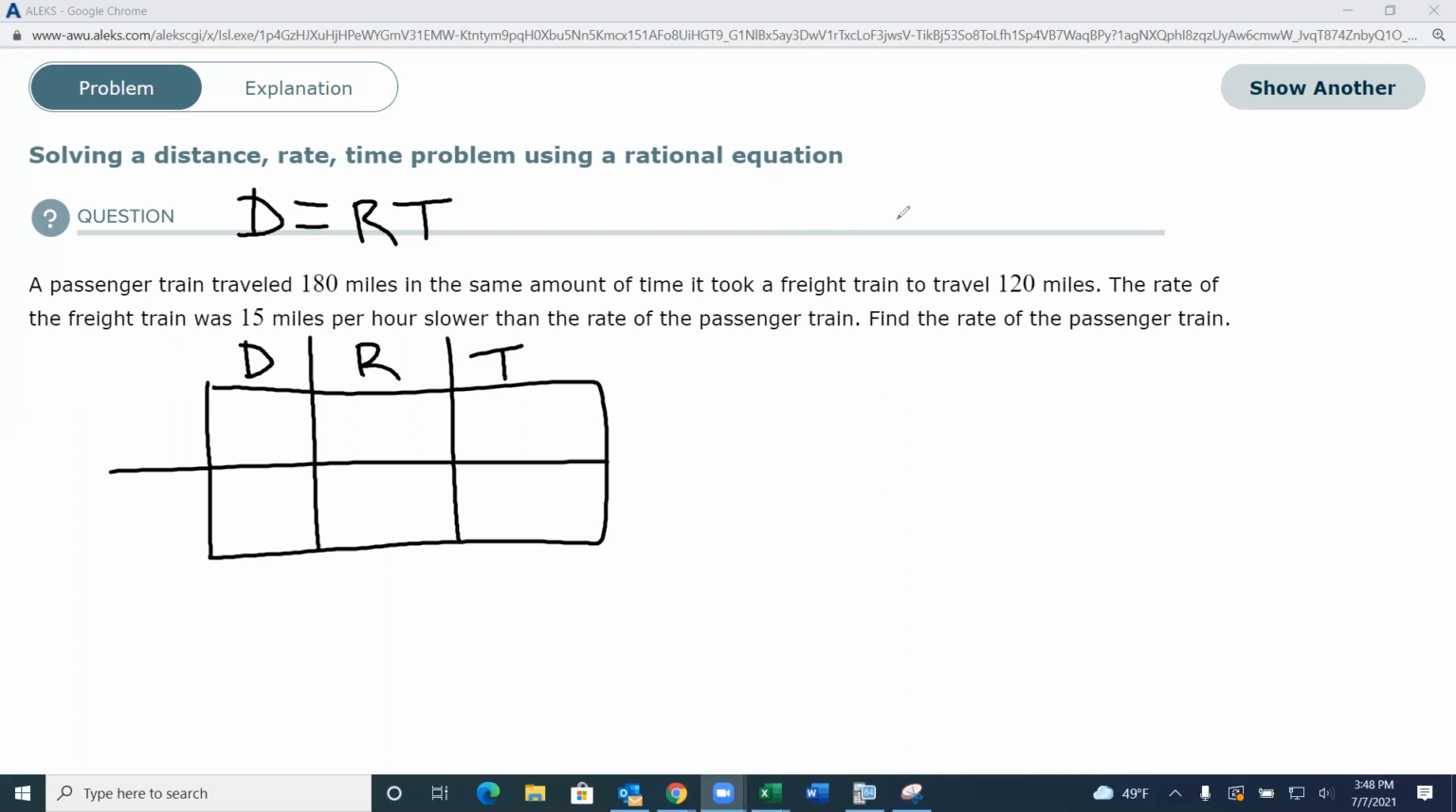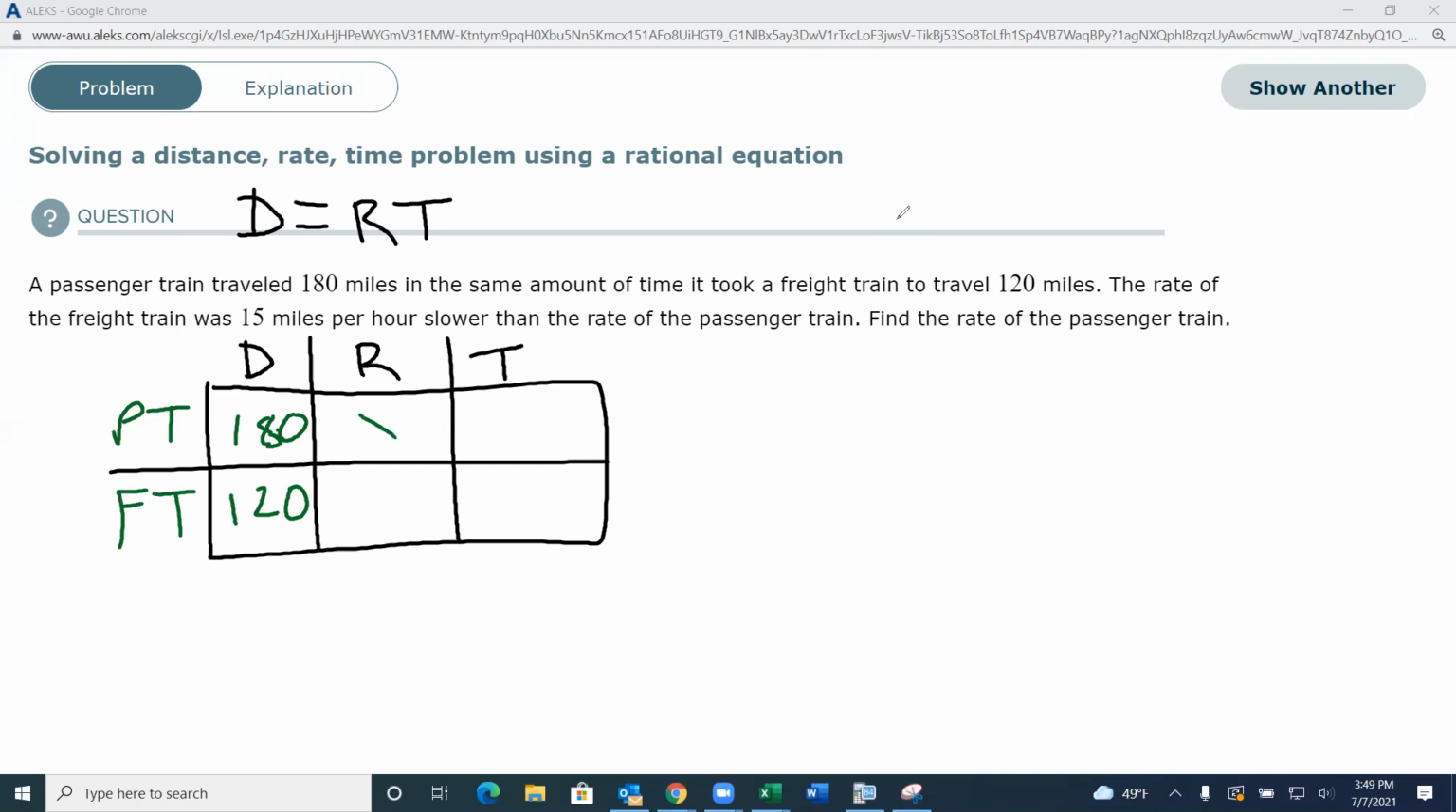Now, what are the 2 scenarios? Sometimes it's train number 1 and train number 2, or the plane with the wind and the plane against the wind. In this case, it's going to be the passenger train and the freight train. So we know that the passenger train goes a distance of 180 miles and the freight train goes 120. Cool. All right. Now, by the way, what are we looking for? Well, the rate or the speed of the passenger train.